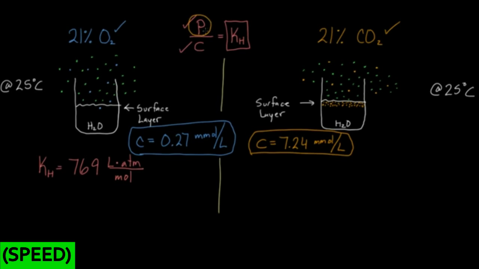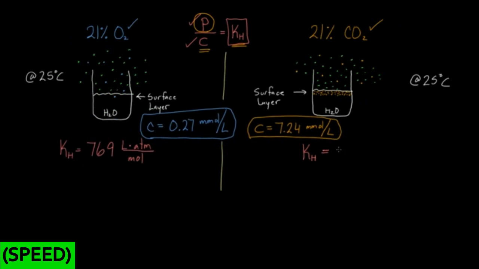So if you keep the P the same, the only way to make for different concentrations is if you have a different constant. So let me actually move on and figure out what the constant is. What do you think the constant on this side would be? Higher or lower? Let's see if we can figure it out together. The K sub H on this side is going to be lower. It's 29 liters times atmospheres divided by moles. So it's a much lower number.